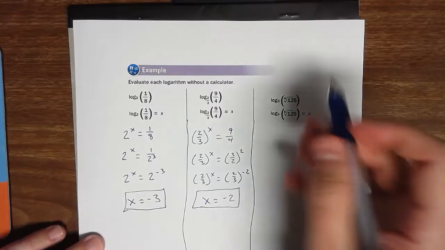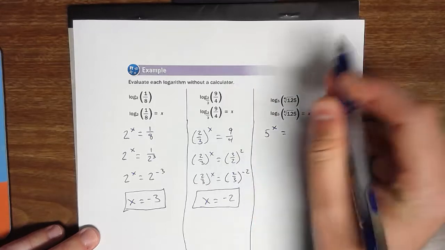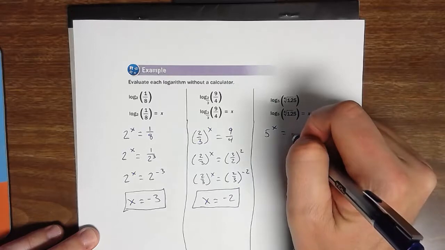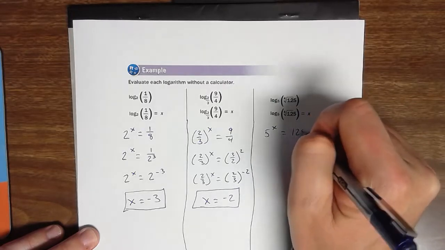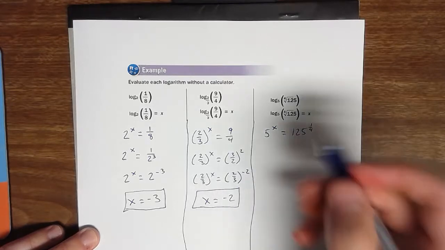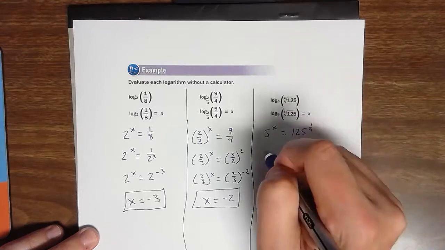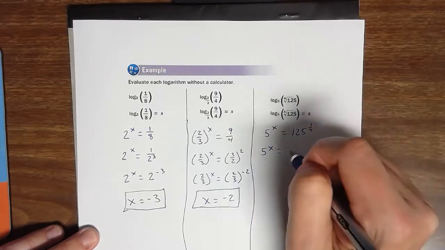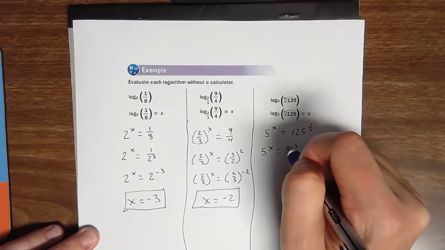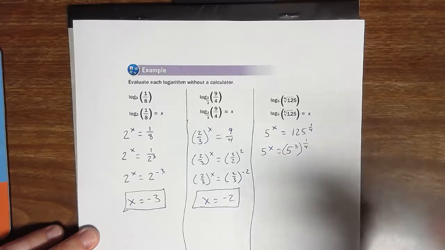Let's look at this last one. So same thing, let's rewrite it. 5 to the x equals the 4th root of 125. So I'm going to write it this way. 125 to the 1/4 power, right? Same as the 4th root. Well, now, could I rewrite 125 in terms of a base 5? So 5 to the x equals 5, let's see, cubed, right? So 5 cubed is the same as 125, 5 times 5 times 5.